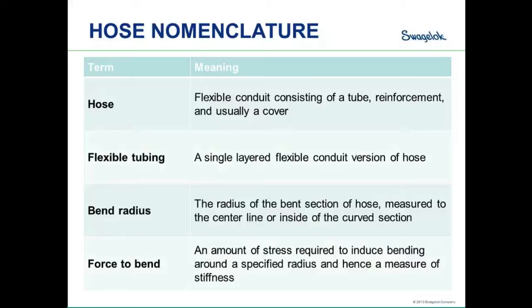Third, bend radius is a measurement in which a hose can be bent. Minimum bend radius is the measurement prior to the deformation of the tube, which then jeopardizes the integrity of the hose. This is the guideline used in selecting and designing the hose. Force to bend is the amount of force, usually measured in pounds, needed to achieve the bend radius.